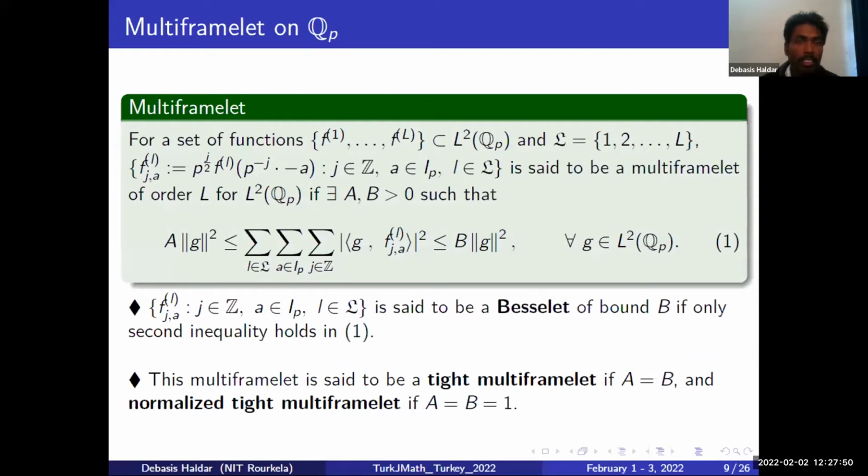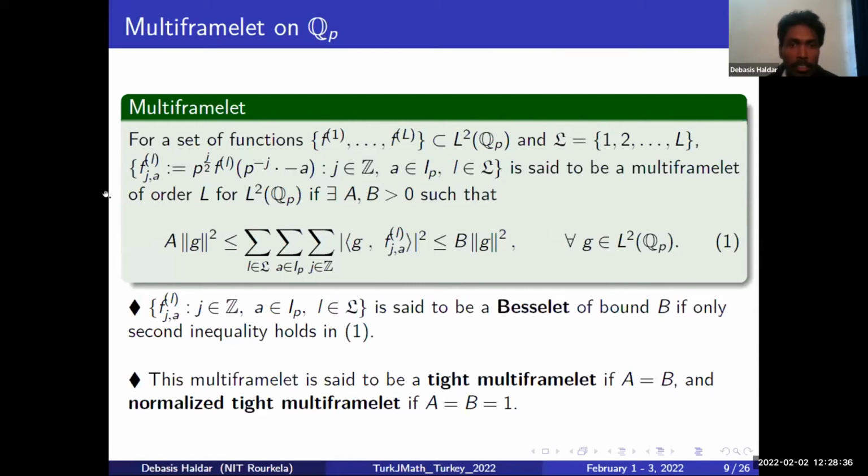Now the multiframelet of this L2(Qp). So for these L many functions, f1 up to fL of this L2(Qp), and this L is defined as the finite set 1, 2 up to L. This affine system f_{j,a}^l, where this f_{j,a}^l is defined as p to the power j by 2 f^l(p to the power minus j times x minus a), and this j is an integer, a is in the p-adic fractional number, and the l is in the set L.